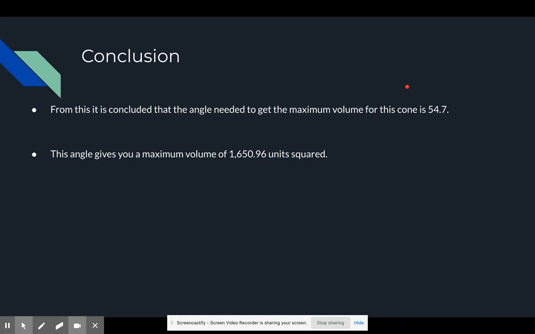So basically, in conclusion, the angle needed to get the maximum volume for this cone is 54.7 degrees. This angle gives you a maximum volume of 1,650.96 units squared.